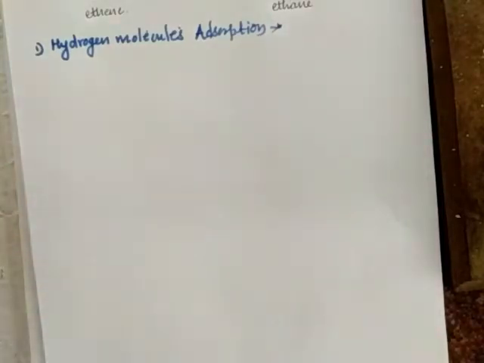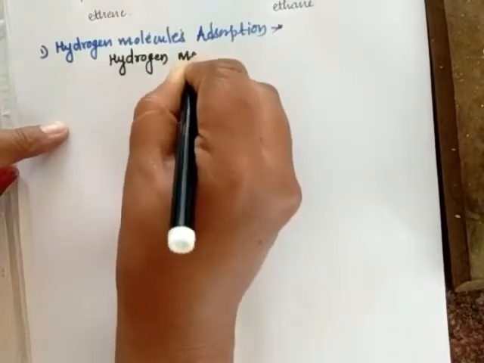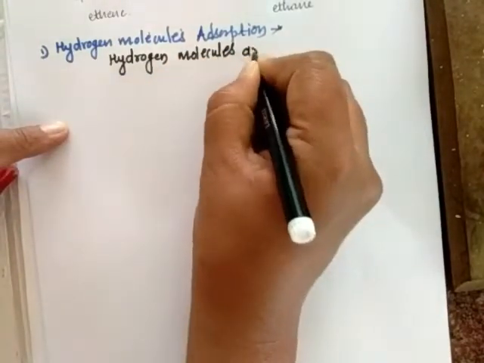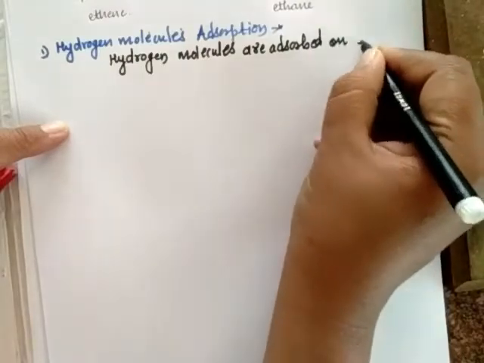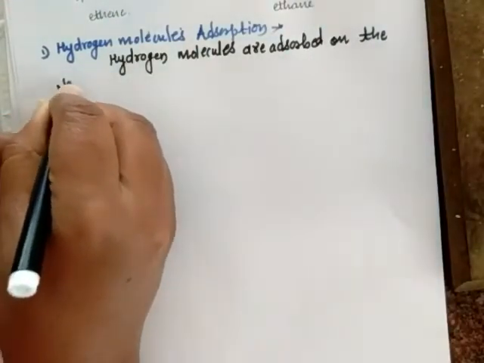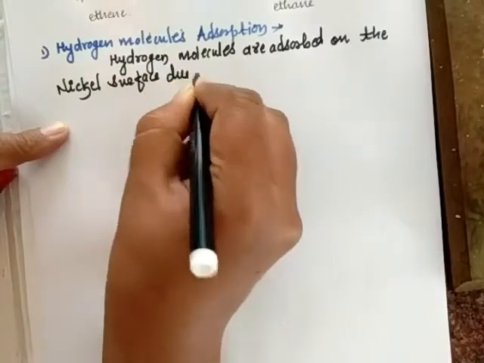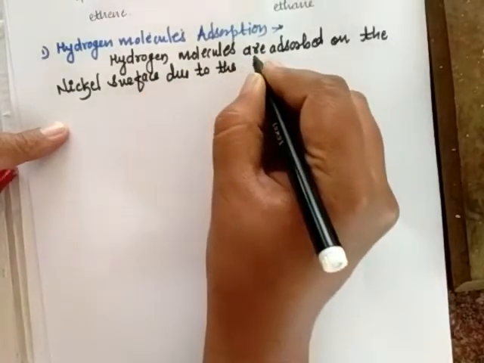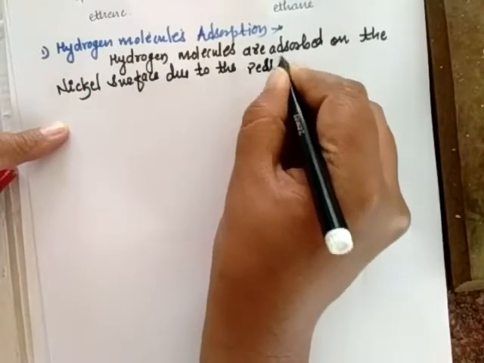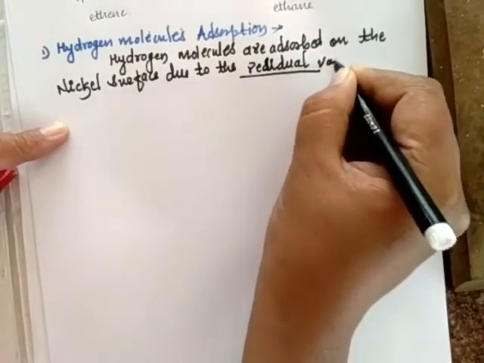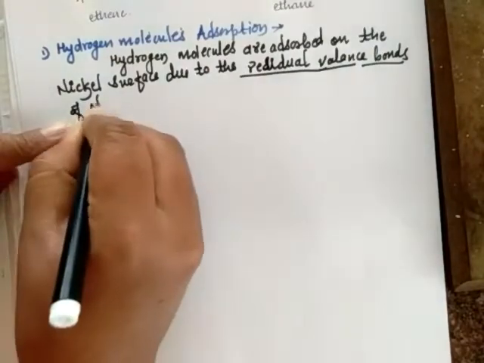So what will happen over here? Hydrogen molecules are adsorbed on the nickel surface, due to the residual valence bonds of the nickel atom.